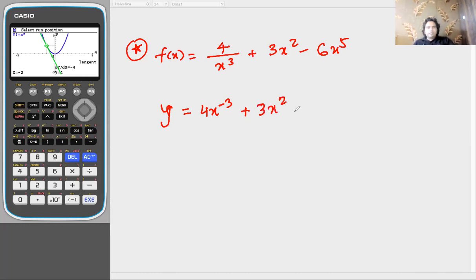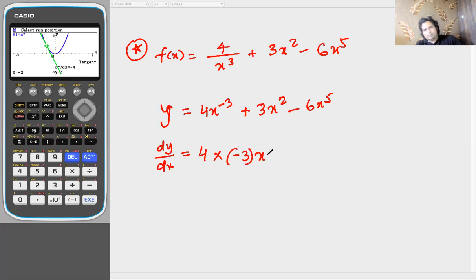So 3x squared minus 6x to the power 5. Now when you find the derivative function for this one, you get dy by dx. As you see there's a constant here, you keep the 4 as it is. Now, n value here is negative 3. So negative 3 x to the power negative 3 minus 1. So n x to the power n minus 1, plus 3 as it is.